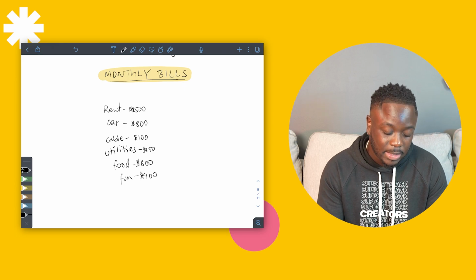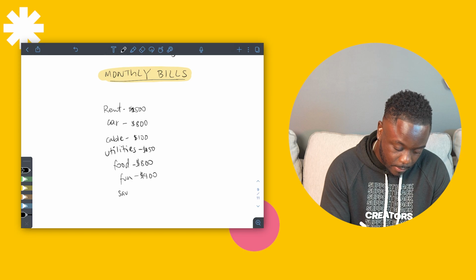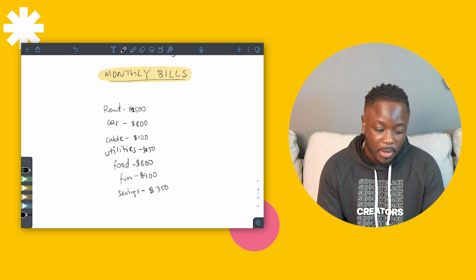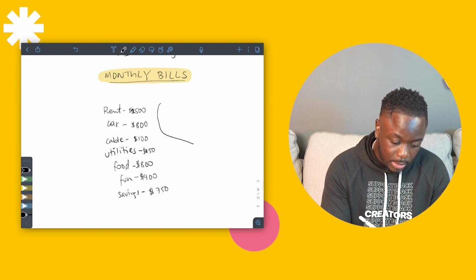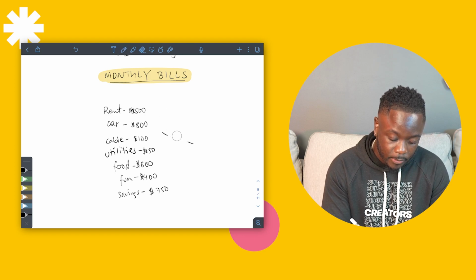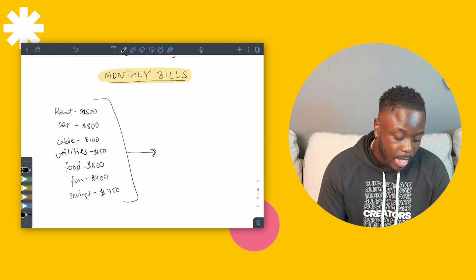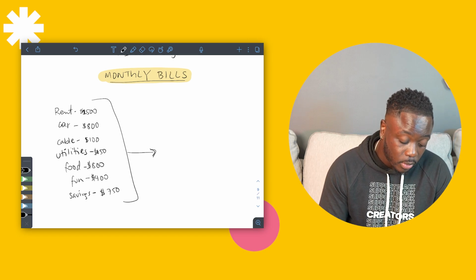And then lastly, we're going to talk about savings. Let's say in this case, you're saving $750 a month. So now I'm going to take these and put them all together. We got 1,500 plus 800. We're going to do the math real quick on that.